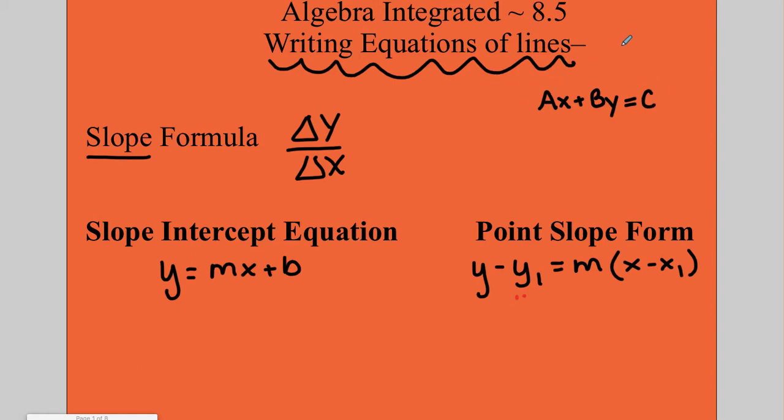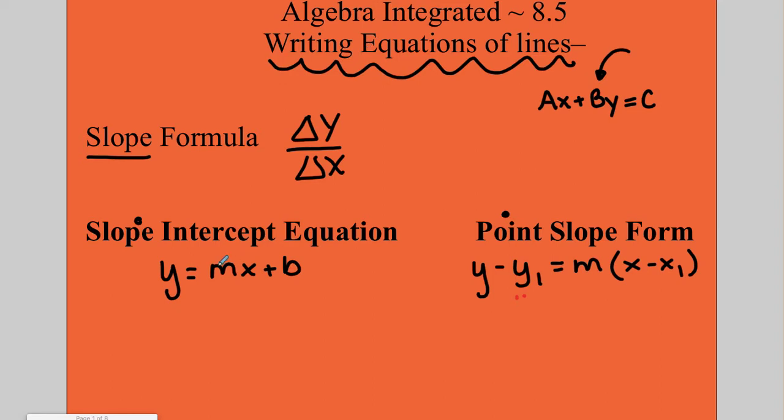Well, the good news is we're actually not going to write equations of lines in standard form. You can't go directly to standard form. You can put equations into standard form from slope-intercept and point-slope, but you can't actually write an equation in standard form. So the good news is we're going to be using these two forms.